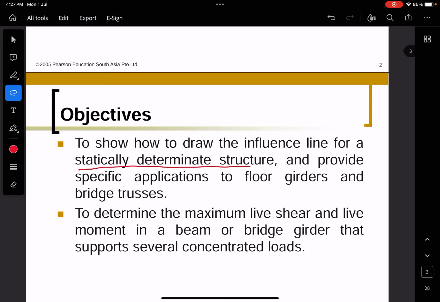Influence line is normally used by structural engineers because they want to see at which point along the bridge there is a higher moment or a higher shear. Instead of using a bending moment or shear force diagram, you can also use the influence line if you want to predict at which point there is higher moment or higher shear force. There are two objectives that you need to achieve at the end of this chapter.